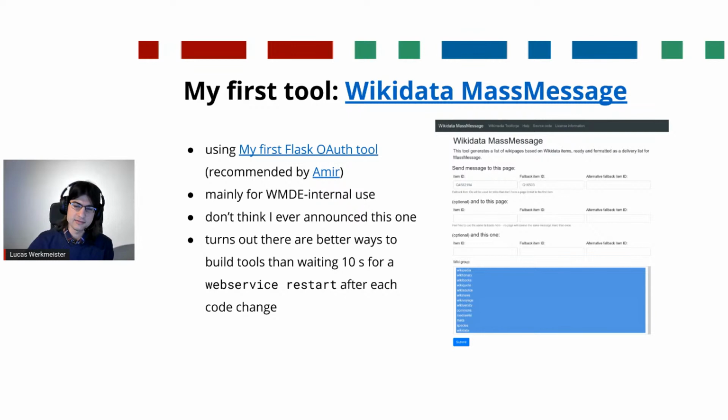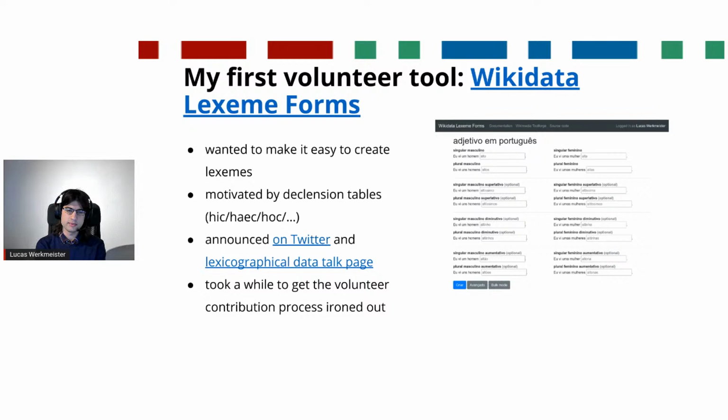And then the first tool I built as a volunteer, and which is a lot more useful, is this Wikidata Lexeme forms. So Wikidata has been collecting lexicographical data for a while, which means data about different words, such as in the screenshot, I think that hand went to the wrong direction. Adjectives in Portuguese, they have these forms: masculine, feminine, singular, plural, superlative, diminutive, and augmentative. Yeah.